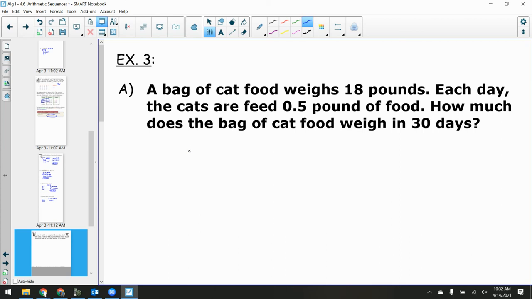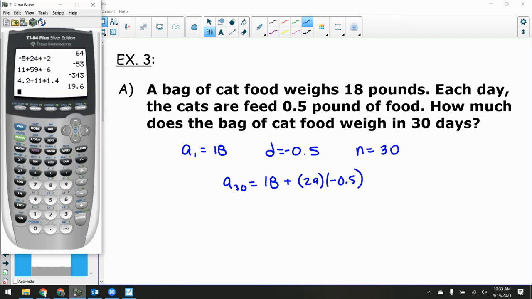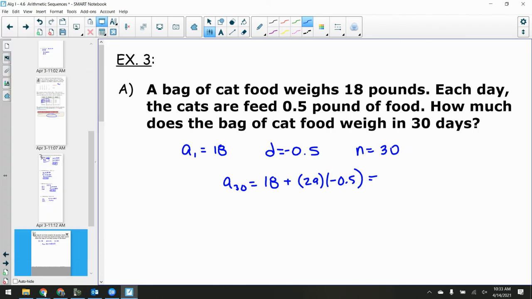So what's a sub 1? My starting value is 18. What's my d? I'm subtracting, so it's -0.5. And then my n value is what? 30. So I can say a sub 30 is 18 plus 29, 30 minus 1, 29 times -0.5. So 18 plus 29 times negative 0.5, that's going to give me 3.5 pounds at the end of 30 days.